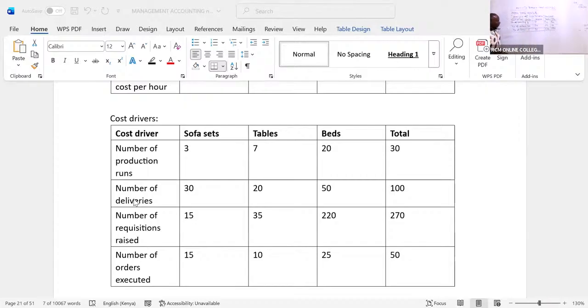And then, ladies and gentlemen, after that, we have number of orders executed. We have 15, 10, 25, giving us what at the end of the day? 50 here.